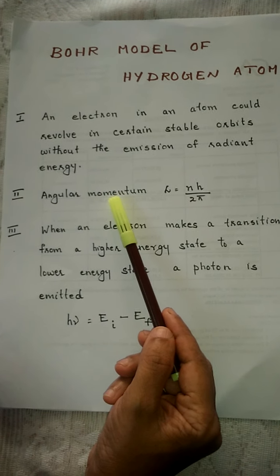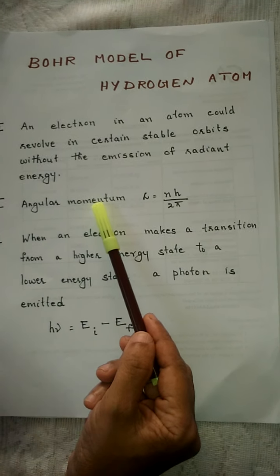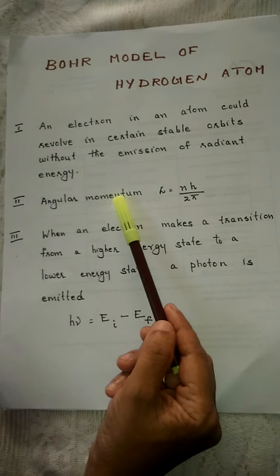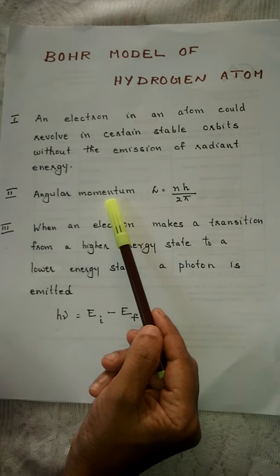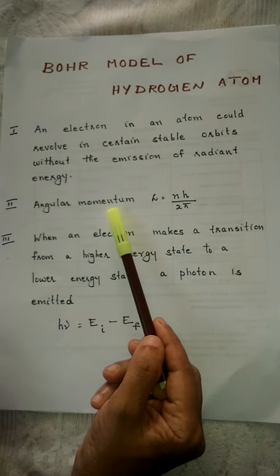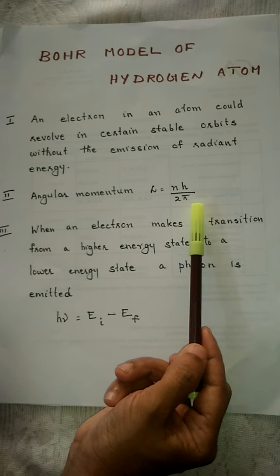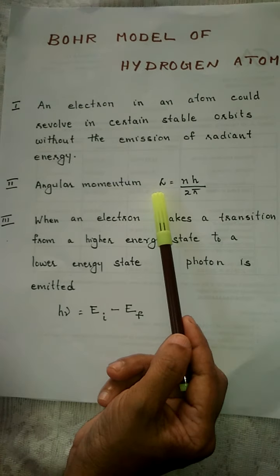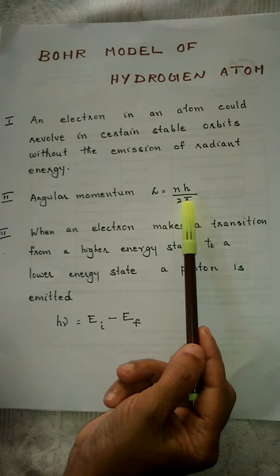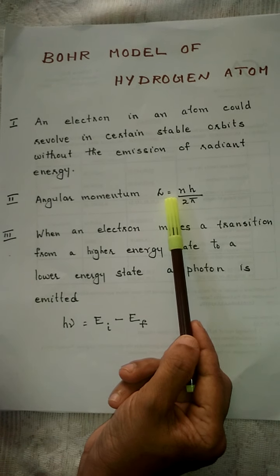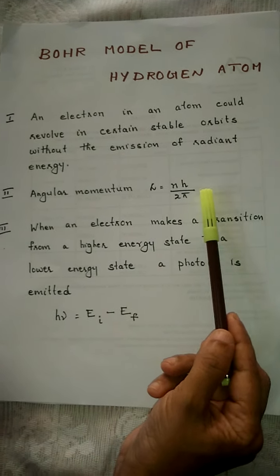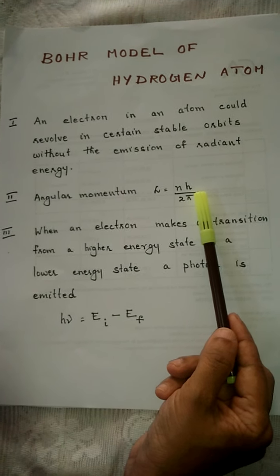And the second postulate is that the electron revolves around the nucleus only in those orbits for which the angular momentum is an integral multiple of h by 2 pi. L is equal to nh by 2 pi, where n is an integer and h is Planck's constant.